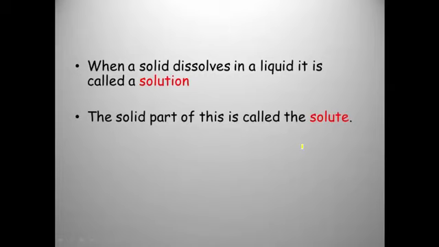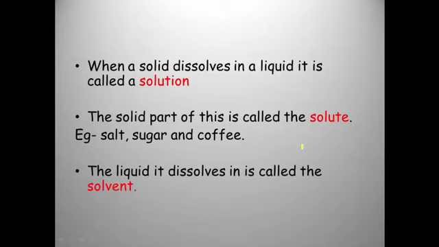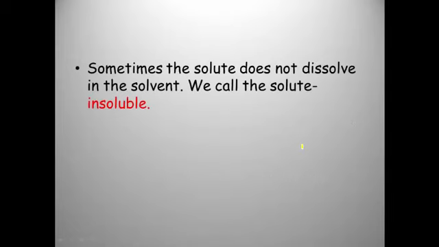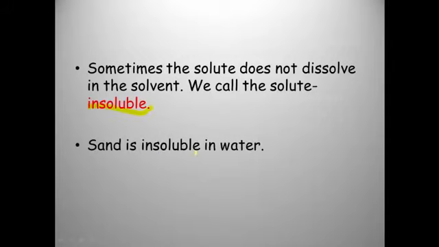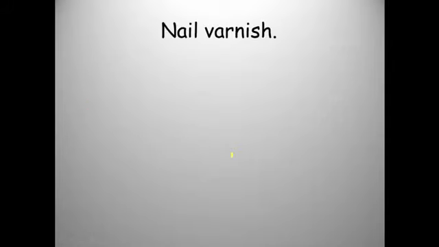Now, the solid that actually dissolves in the liquid is called the solute. The solute is anything like salt, sugar and coffee, etc. The liquid that it dissolves in is called the solvent. So the solute plus the solvent equals solution. Now sometimes a solute, the solid that normally does dissolving, doesn't dissolve in that particular solvent, and we call that insoluble. Now sand is insoluble in water, like you need me to tell you.